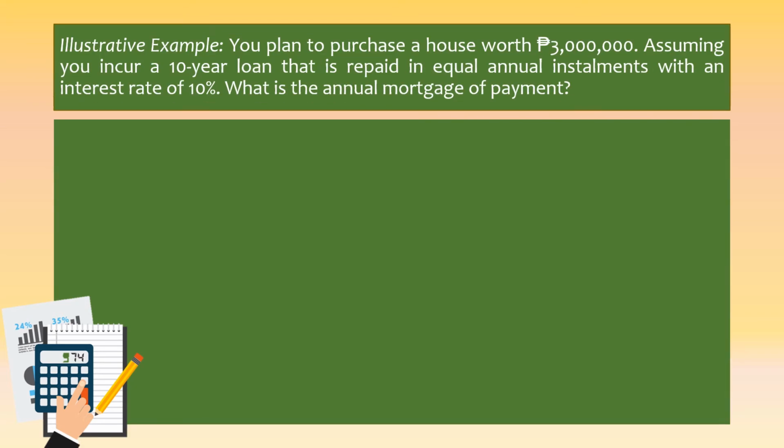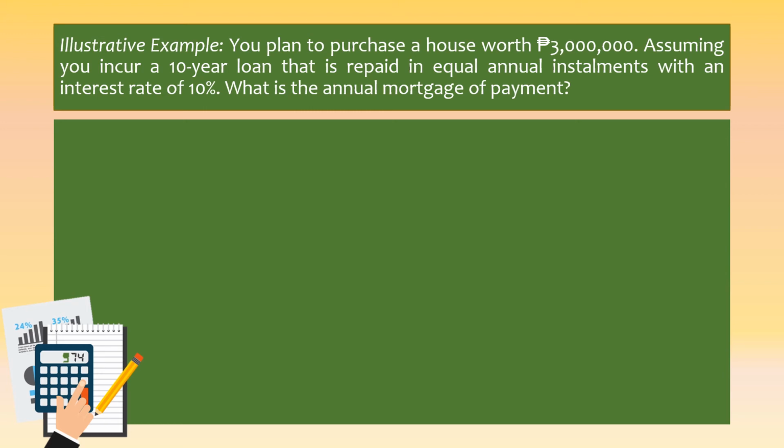Some loans require equal regular payments. In this case, how is the regular payment determined? For our example, you plan to purchase a house worth 3 million pesos. Assuming you incur a 10-year loan that is repaid in equal annual installments with an interest rate of 10%. What is the annual mortgage payment?